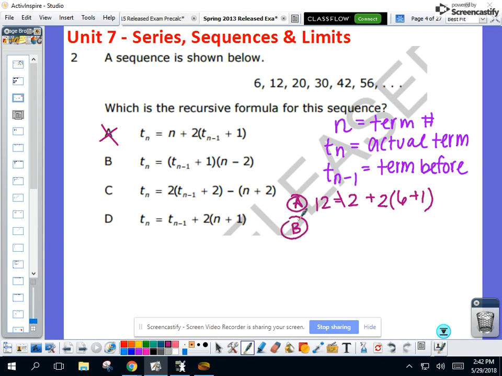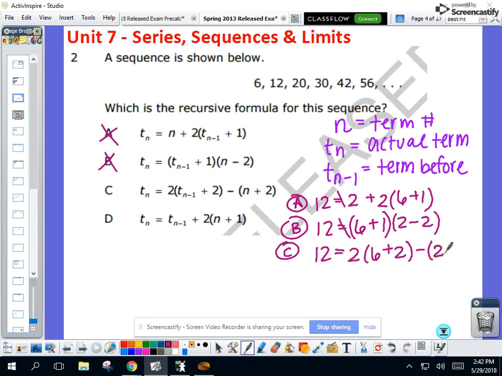Letter B, the term 12 is equal to the term before, which is 6, plus 1, multiplied by the term number that we're on, which is 2, minus 2. Now I know that that's not equal to the left side of the equation, so we move on to choice C. Choice C is the term, we'll stick with that 12, is equal to 2 times the term before, plus 2, minus the term number, plus 2. If we simplify both sides, we do get 12 equals 12, which is great.